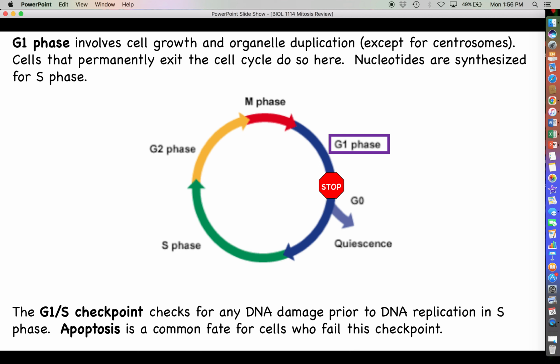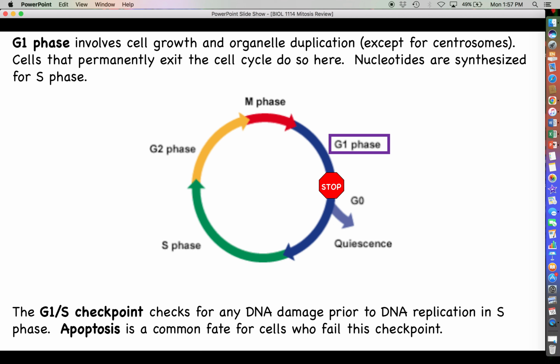So what we're going to see here is that there are a number of checkpoints that have to be passed as a cell makes its way around the cell cycle. The first of these checkpoints is called the G1S checkpoint. So more or less, the purpose of these checkpoints is that the whole cell cycle process is extremely finicky, and it has to be done with extreme precision and extreme accuracy.